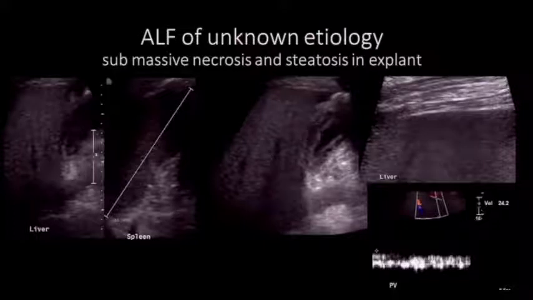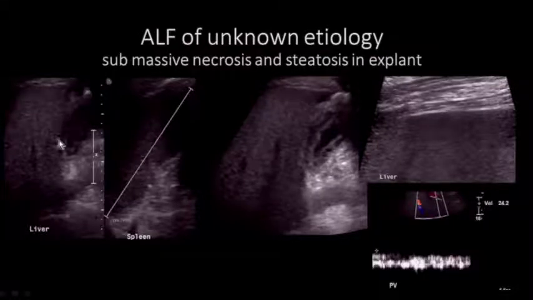Here is a second patient, acute liver failure of unknown etiology in the hyperacute phase. The explant on this patient a day or 2 later showed submassive necrosis and some steatosis. In this situation, here is the liver, small gallbladder again, poorly distended.